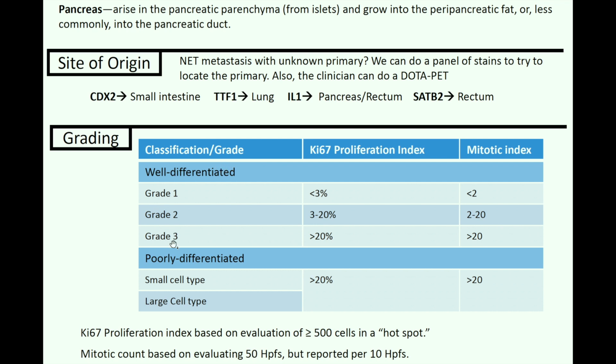And then poorly differentiated, for small cell and large cell type, you're going to have greater than 20% Ki67 and greater than 20 mitoses per 10 high-powered fields. So the Ki67 proliferation index is based on evaluation of 500 or more cells in a hotspot, and the mitotic count is based on evaluating 50 high-powered fields but reported per 10 high-powered fields.